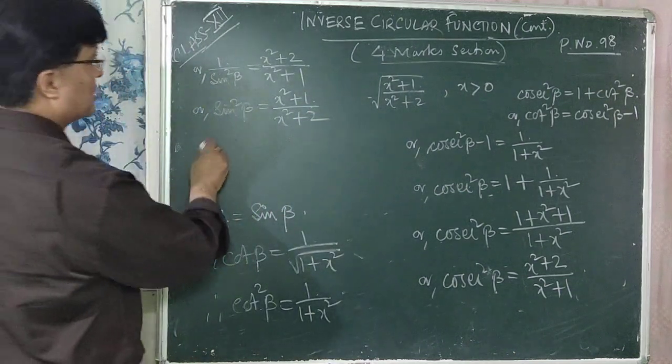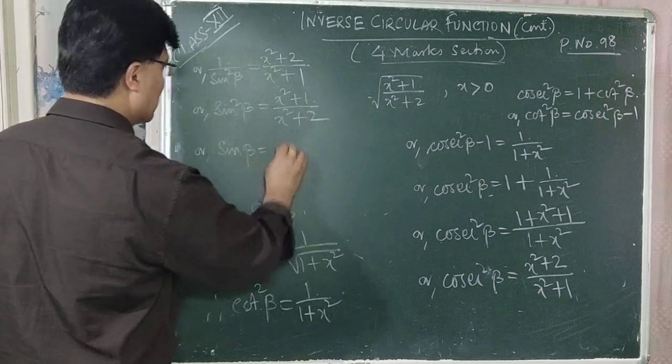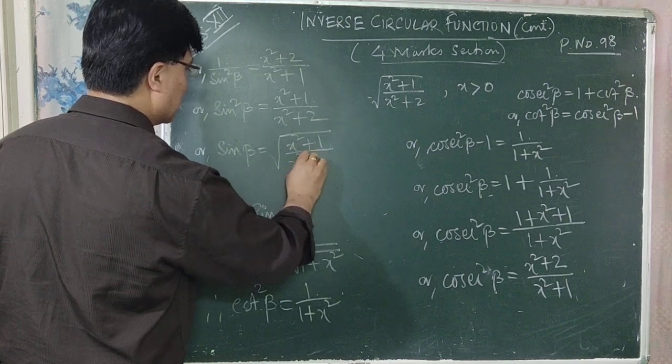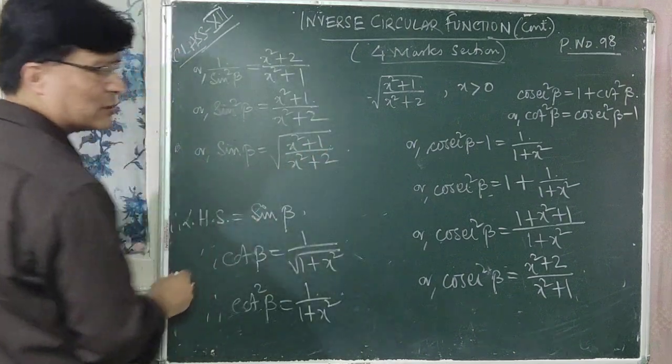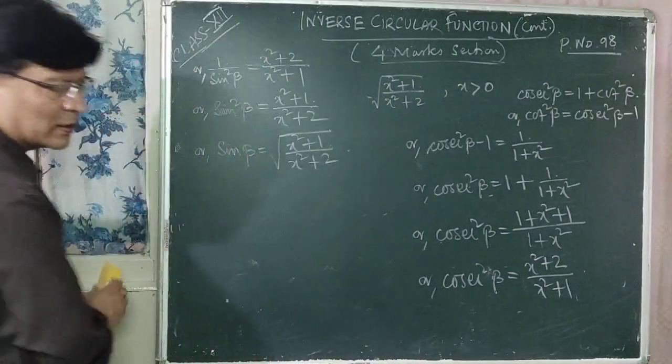Okay. Next, what is the value for sin beta? So sin beta is equal to, within square root, x square plus 1 divided by x square plus 2. Is that clear? Now you have to write down the left hand side.